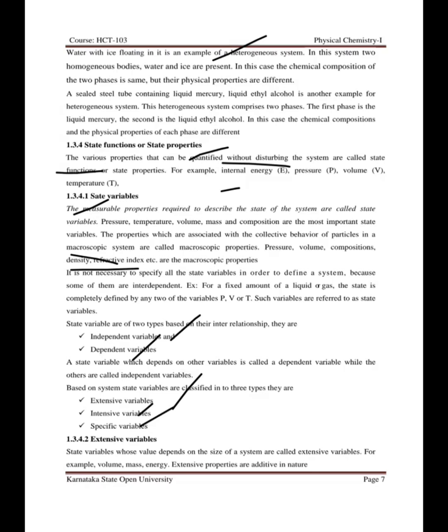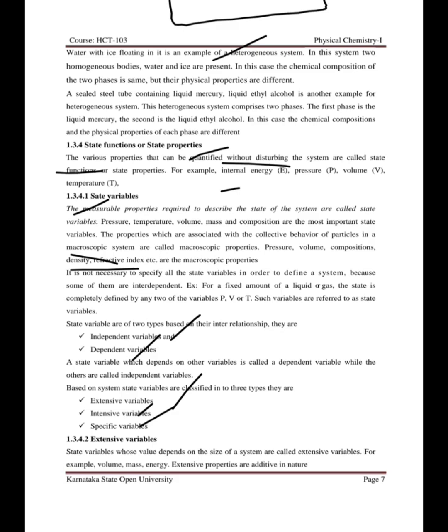And coming to the extensive variables, these are state variables whose value depends on the size of the system. So here the size of the system also matters. That is denoted by extensive variables. For example, as the size of the system varies, the volume and the mass and energy also vary.